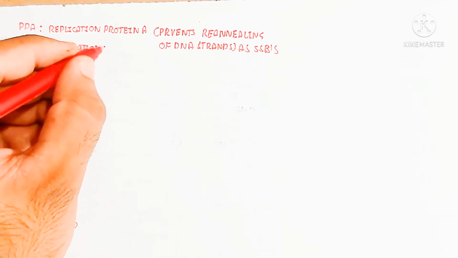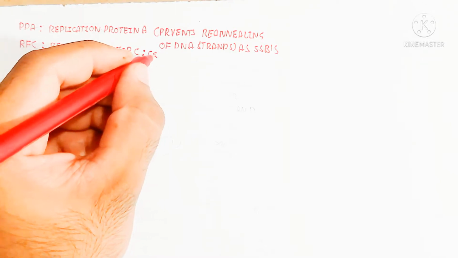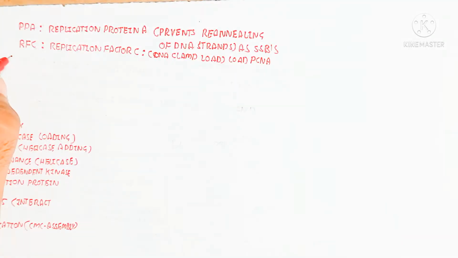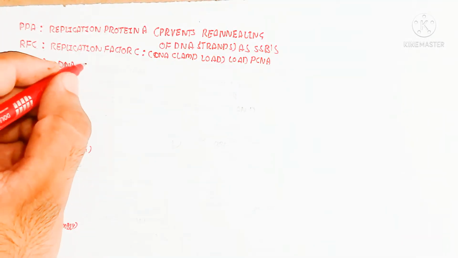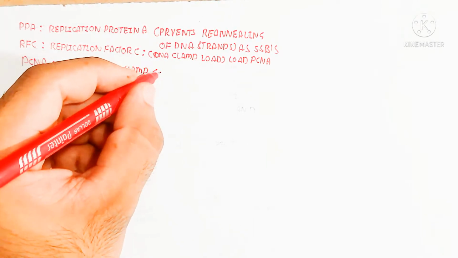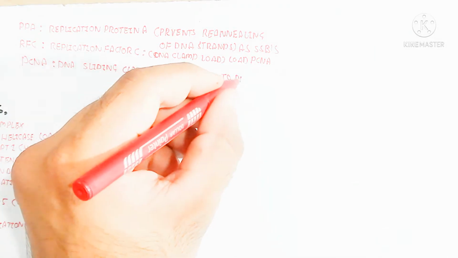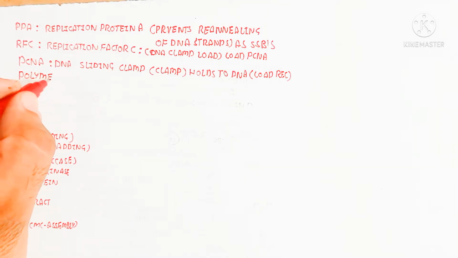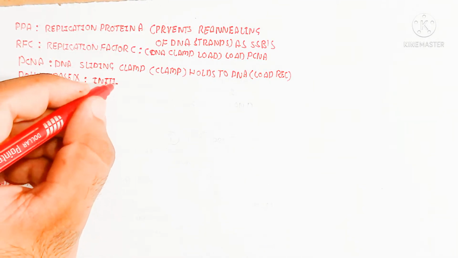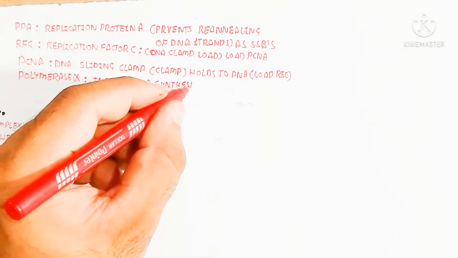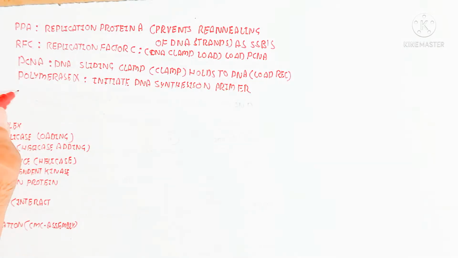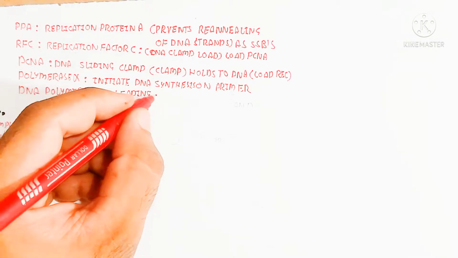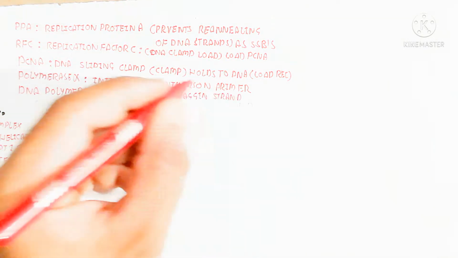On the other hand, RFC is replication factor C, the DNA clamp loader, which loads PCNA. Polymerase alpha initiates DNA synthesis on the primer, and DNA polymerase delta performs leading and lagging strand synthesis. Primase is another protein, which binds the primer and modifies it for the specific site.